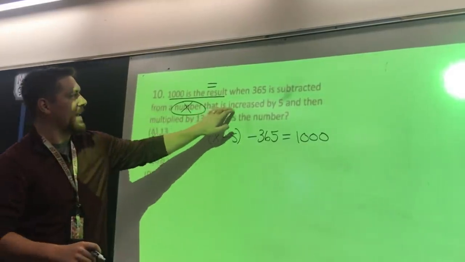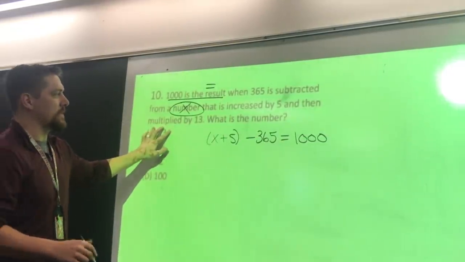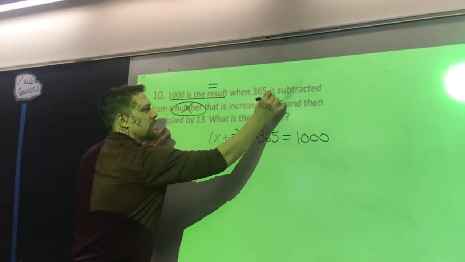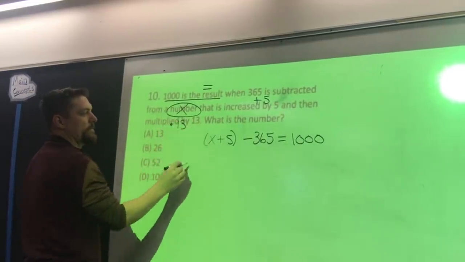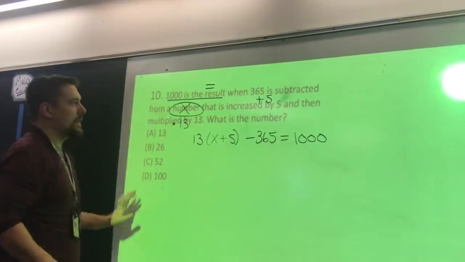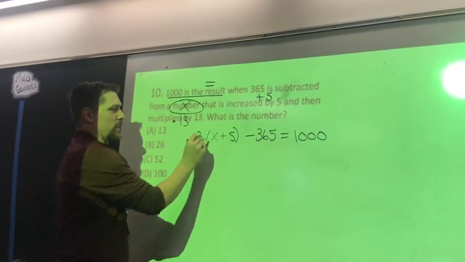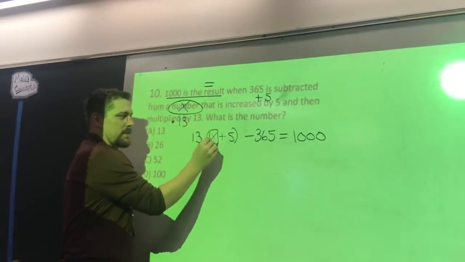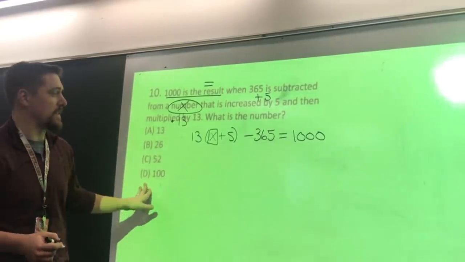Because of the words that is increased by 5 and then multiplied by 13. So increased by 5 means plus 5, and then multiplied by 13 is pretty self-explanatory. The 13 goes out front. Now that I have my full equation, I can now solve for x. That's my goal, that's my number, and I hopefully will get one of these answers on the side.